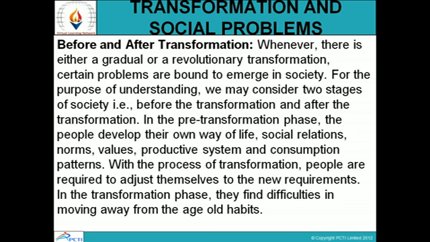In the pre-transformation phase, the people develop their own way of life, social relations, norms, values, productive system and consumption pattern. With the process of transformation, people are required to adjust themselves to the new requirements, and in the transformation phase, they find difficulties in moving away from the age-old habits.